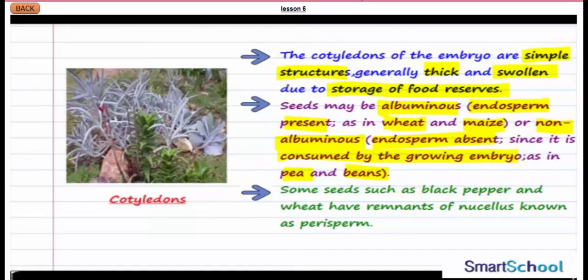Some seeds such as black pepper and wheat have remnants of nucellus known as perisperm. So there are a few seeds, for example as in black pepper and wheat, which contain the remnants, the remaining parts of the nucellus known as a perisperm. Out here you can see cotyledons being shown.